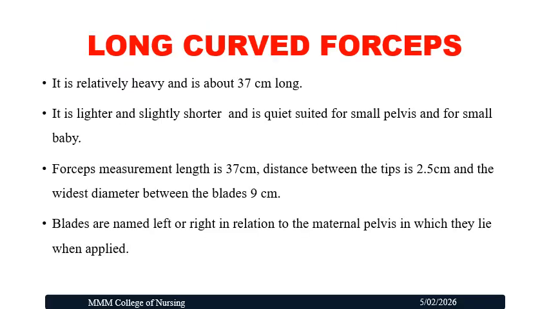Long curved forceps. It is relatively heavy and it is about 37 centimeter long. The short curved forceps is lighter and slightly shorter also. It is quite suited for small pelvis and also for a small baby. Forceps measurement length is 37 centimeter. Distance between the tips of the forceps is 2.5 centimeter and the widest diameter between the blades is 9 centimeter. Blades are named left and right in relation to the maternal pelvis in which they lie when we apply.